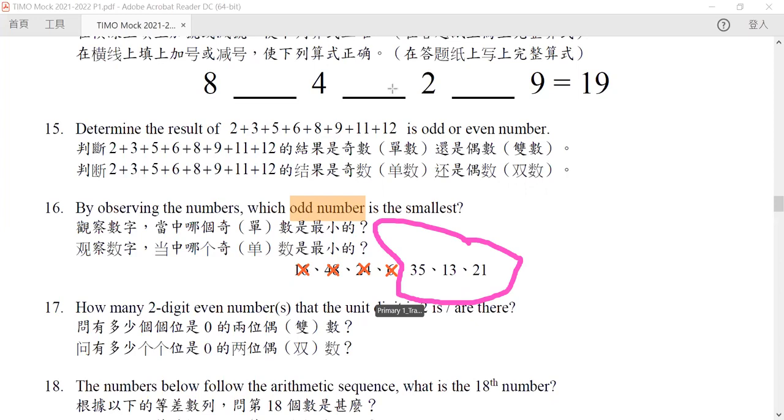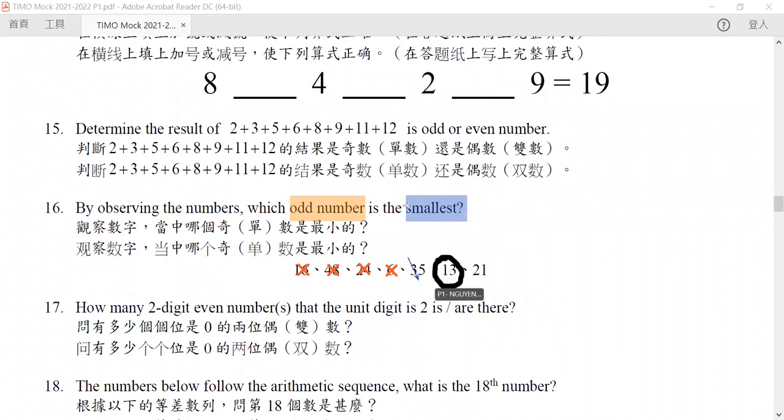Now, remember that if a number needs to be the smallest, their most significant digit, which is the 3, 1, and 2 in here, needs to be smallest. So which one of them is smallest? It is our 13 that is smallest. So our answer is equal to 13. Okay, so this is our question number 16.